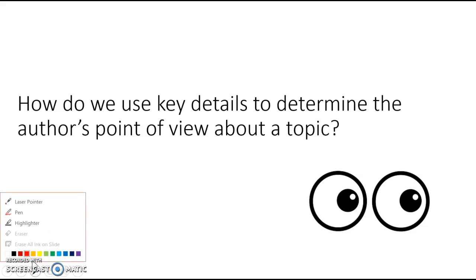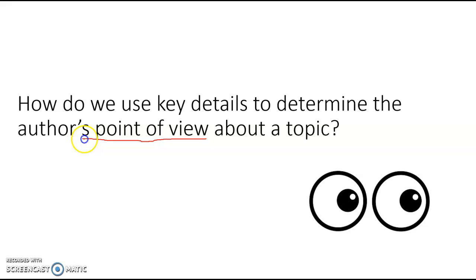Your lesson essential question is, how do we use key details to determine the author's point of view about a topic? So we're going to be looking at author's point of view in informational texts. And we'll be deciding the author's point of view by focusing on those key details.